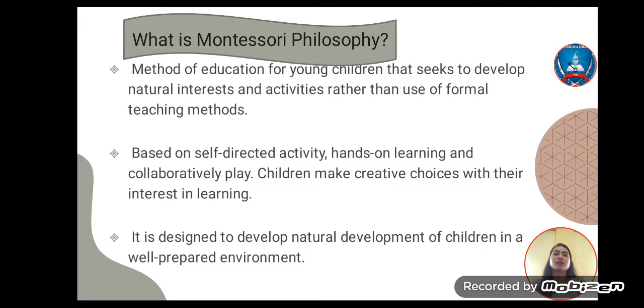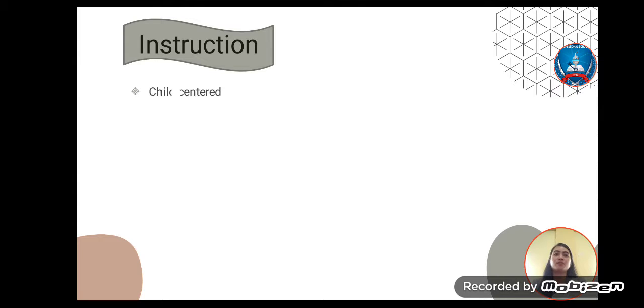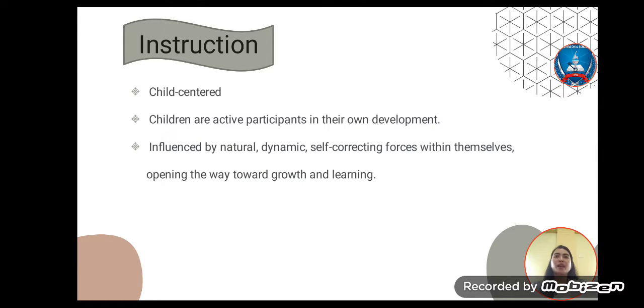Now let's move on to the context of instruction. It is child-centered because the children are the priority in the learning process, their interests and needs. Children are active participants in their own development, influenced by natural, dynamic, self-correcting forces within themselves, opening the way toward growth and learning. It is a constructivist or self-discovery model rather than direct instruction. Children are given a chance to explore and discover things with their interest in specific learning areas rather than spoon-feeding of the knowledge.